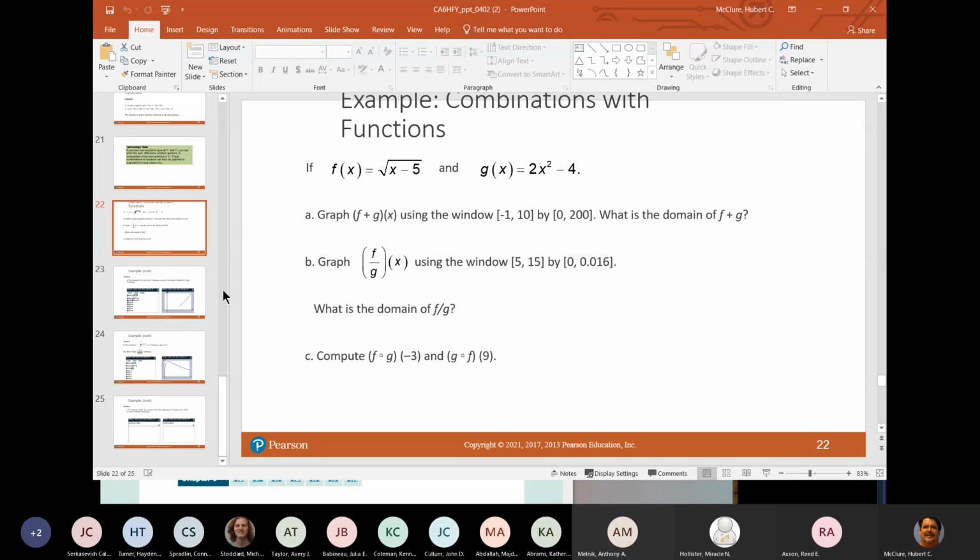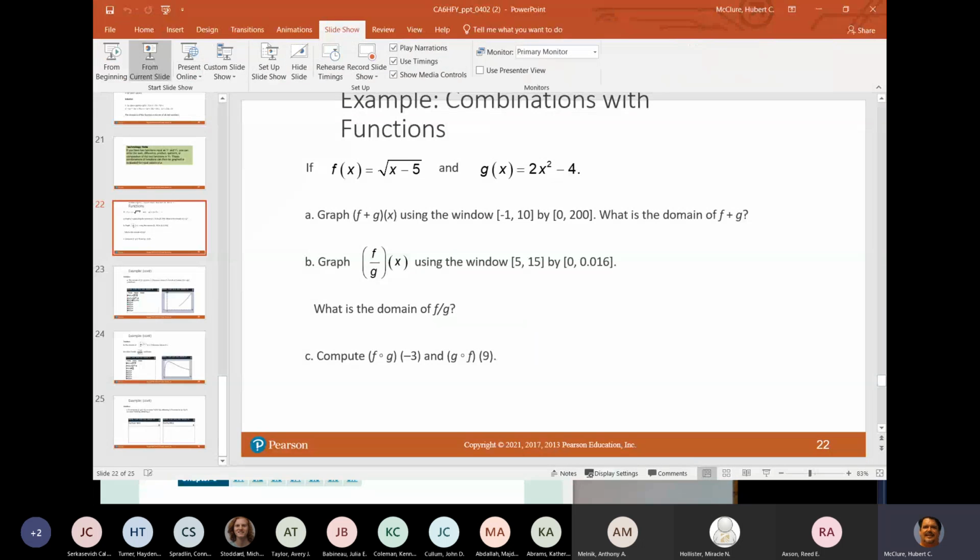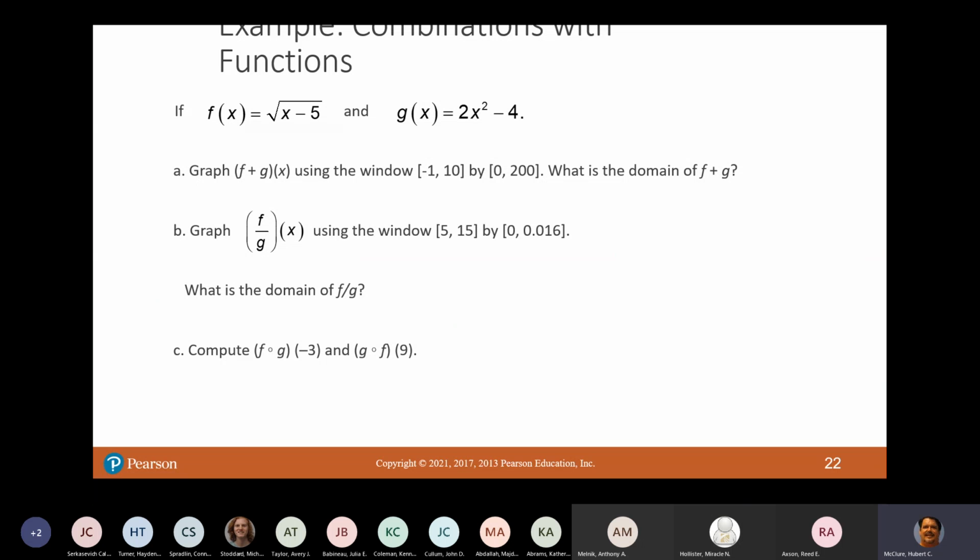All right. So anytime you have one question like this, let's go to slideshow. I'll just draw it and then we'll go. F of X is equal to square root of X minus 5, and G of X is equal to 2X squared minus 4. And they want you to graph F plus G.